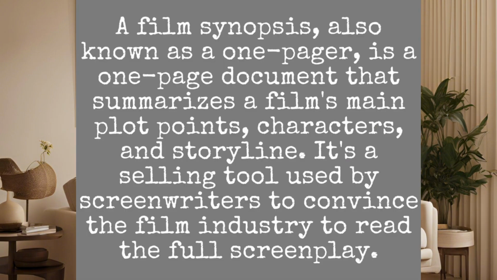A film synopsis, also known as a one-pager, is a one-page document that summarizes a film's main plot points, characters, and storyline. It's a selling tool used by screenwriters to convince the film industry to read your full screenplay. When you write this synopsis, your log line is going to be at the top, and then you're going to go right into your synopsis underneath. So what I do typically is label it log line, write that 1 to 2 sentence max summary, and then I leave a space and then I label my synopsis and I dive right into it.